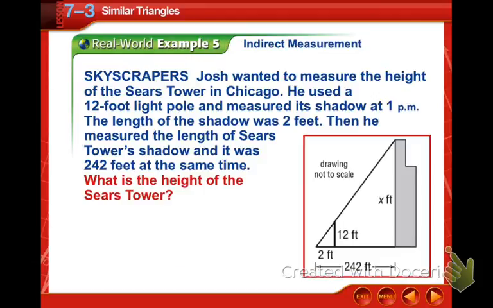All right, so here we're looking at the Sears Tower in Chicago. We want to find the height of the Sears Tower, given that the height of a light pole outside of it is 12 feet, and at the same exact time the shadow of the light pole is 2 feet, while the shadow of the Sears Tower is 242 feet. So, let's set up our proportion.